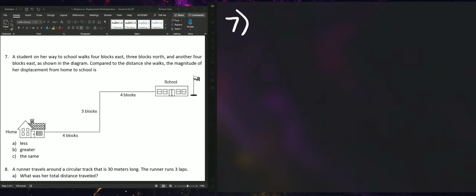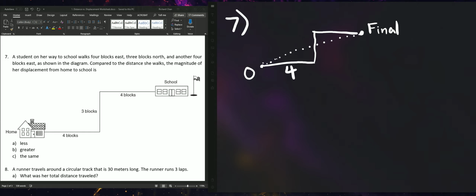So let's kind of figure this out. I go 4 blocks this way, 3 blocks this way, 4 blocks to my school. If I were to make a displacement value, it would kind of look like this. Right? Now, this is my final. This is my 0. This is 4. This is 3. This is 4.